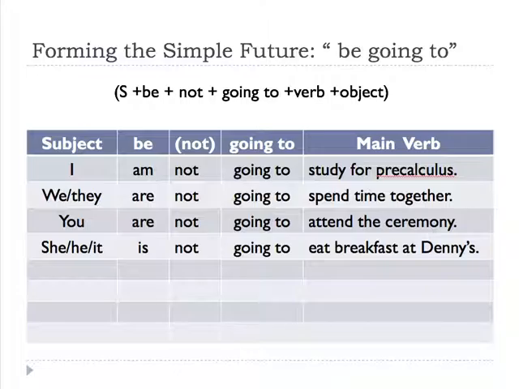There's the forming of the simple future with be going to, and you can see in this chart that the not fits right between the form of the verb to be and going to.